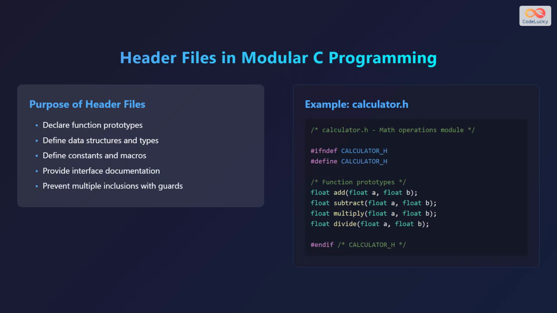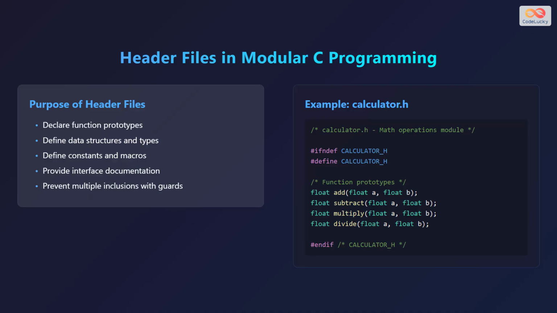Header files serve several important purposes. They declare function prototypes, define data structures and types, define constants and macros, provide interface documentation, and prevent multiple inclusions with guards. Here is an example of a calculator.h file.